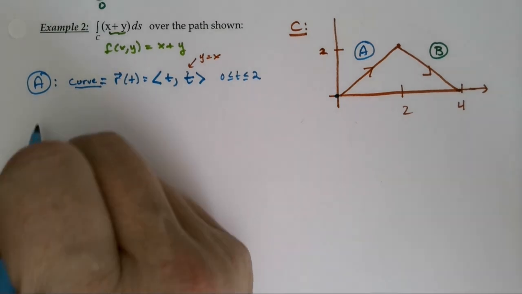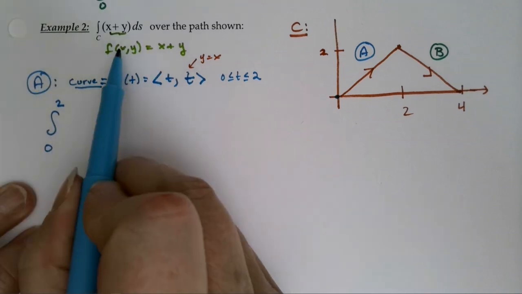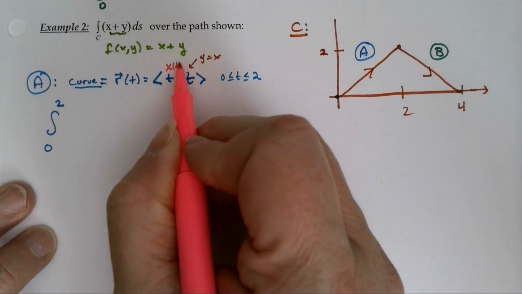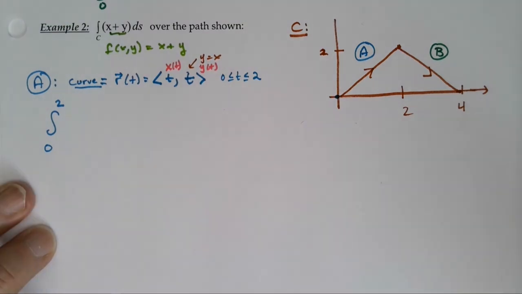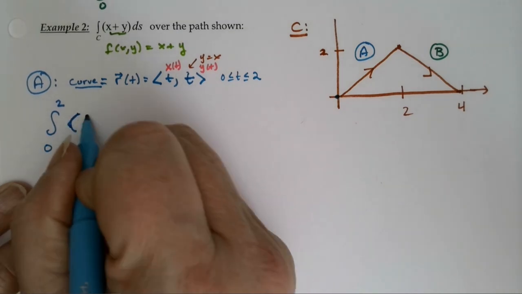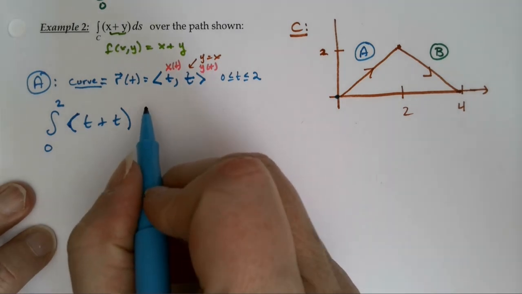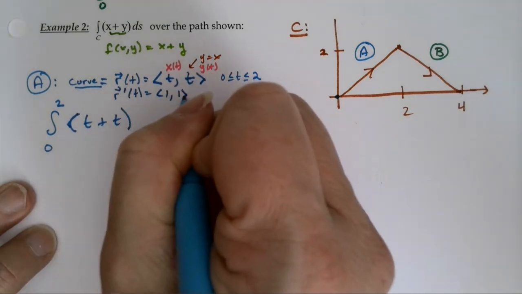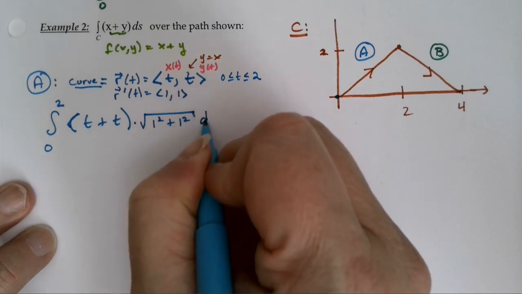Okay, so then the line integral for this piece of it would be from 0 to 2, and then where we have x, this value is our x now, and this is our y. So this is x of t, and this is y of t. All right, so it's x plus y, which is t plus t. And then we're going to multiply by the magnitude of the derivative. Oh, we'd better find that derivative. r prime of t would be 1, 1. So we're going to multiply by the square root of 1 squared plus 1 squared dt.